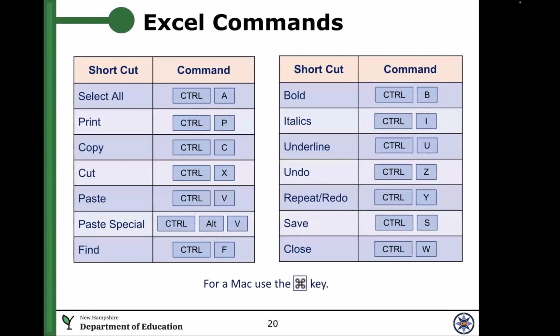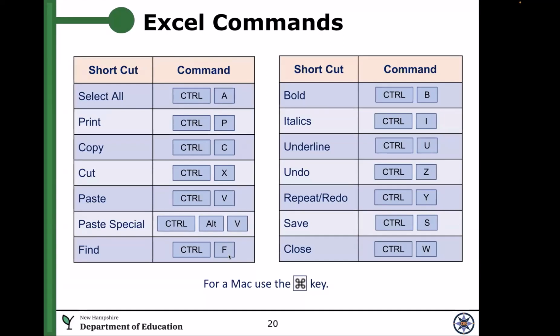So I was telling you about those control keys, or again, if you use a Mac, you have that command key. There's a lot of different things: selecting all is control A, print, control P. I always use control C and control V for copy and paste, or cut and paste, control X. Paste special is when sometimes you want to take information from one place and paste it in without any sort of formatting. So it allows you to put things in like values only, paste without formatting, paste with formatting, paste formatting only. Those types of things are the paste special ones that you see here.